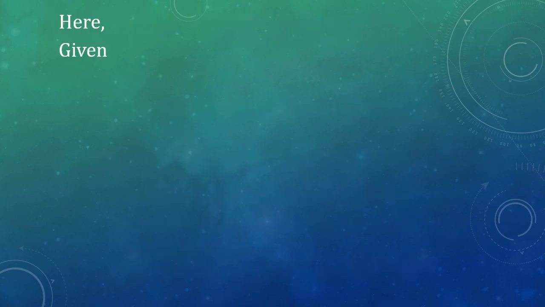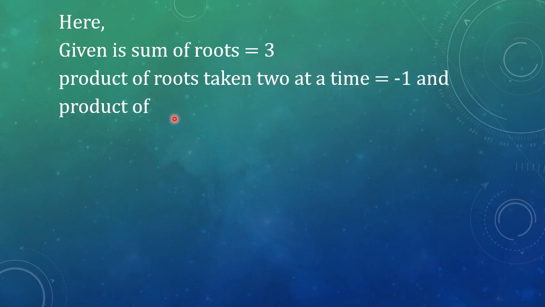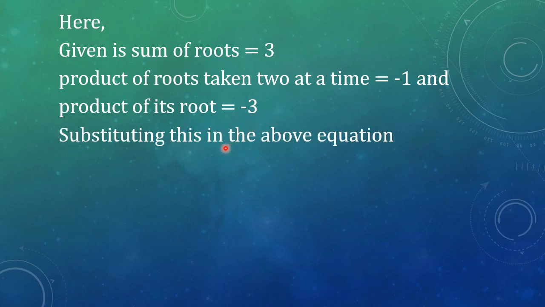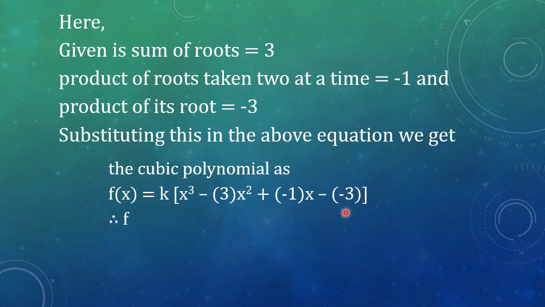Here given is sum of roots is equal to 3. Product of roots taken 2 at a time is equal to -1 and product of its roots is equal to -3. Substituting this in the above equation, we get the cubic polynomial as f of x is equal to k inside the bracket x cube minus 3 into x square plus -1x minus inside the bracket -3.